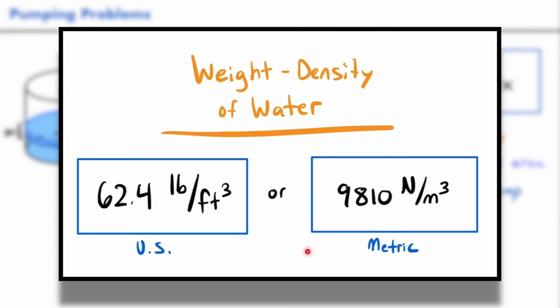All right, so you might want to write these down because pumping problems, more often than not, are going to deal with water in a tank. And if it's working with any other fluid, your problem is most likely going to tell you what the weight density of that liquid is. All right, but back to our formula.